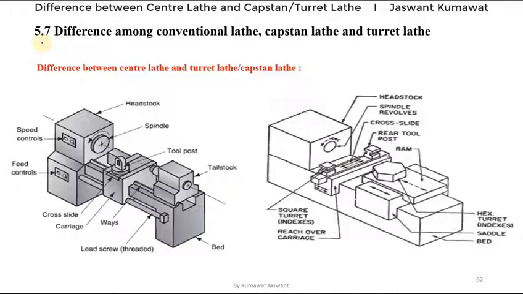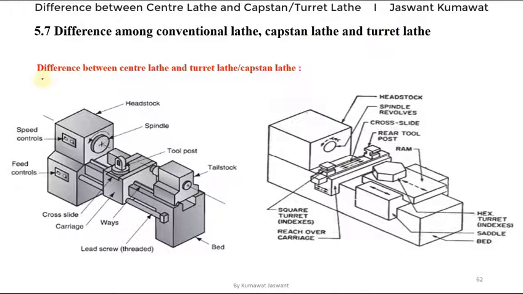The center lathe, that is also called the conventional lathe, the capstan lathe and the turret lathe look very similar, but they have differences in terms of their construction, their operation and their use. So now we are going to discuss the differences among the conventional lathe, capstan lathe and turret lathe.